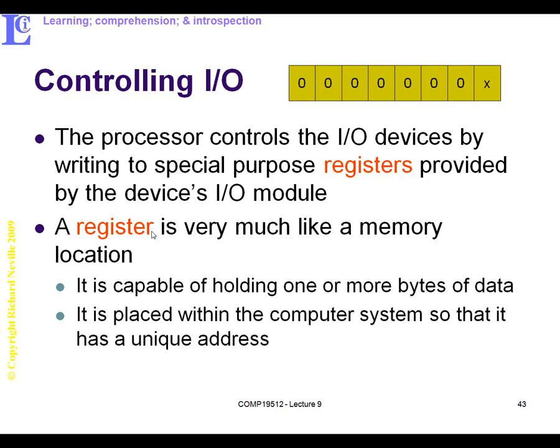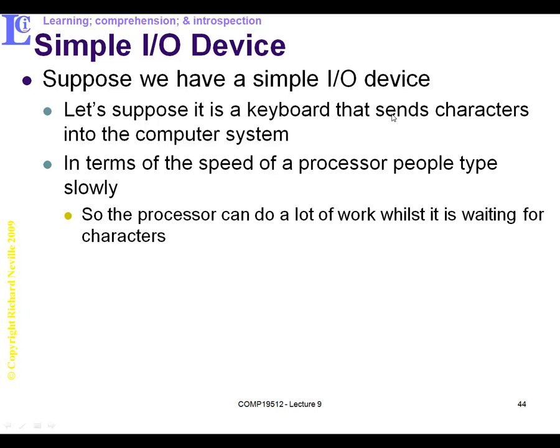So a register is memory mapped, or is a location in the memory of the CPU. This register is capable of holding maybe one or more bytes depending on the size of the register, and this will be placed at a particular or unique address in the memory. So let's go and have a look at where this register will be placed in a minute.